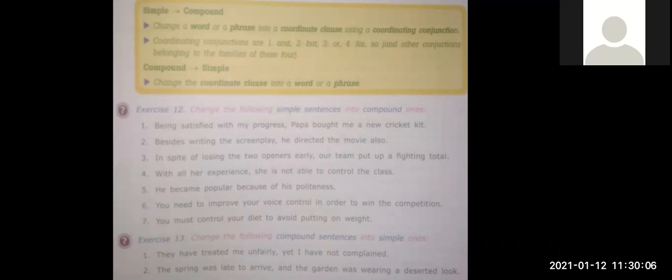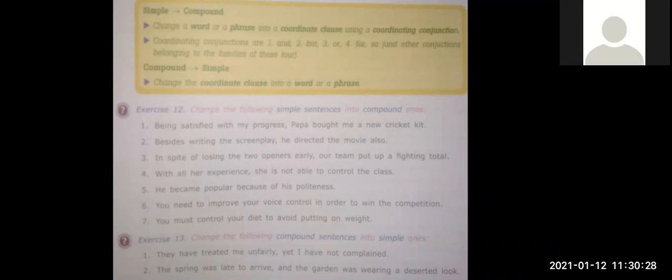Now you see, children, you are going to get the compound sentences. Those compound sentences, you need to convert them into simple ones. आपको simple sentence में इनको convert करना है. First sentence is, they have treated me unfairly, yet I have not complained.